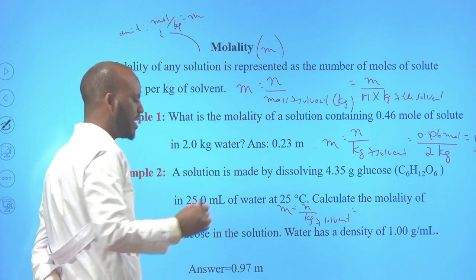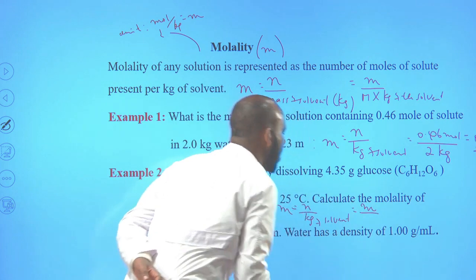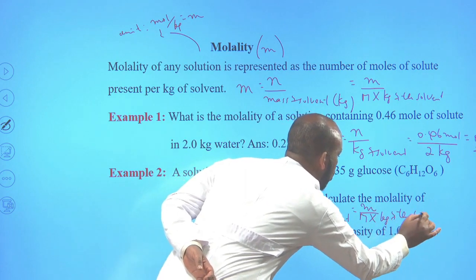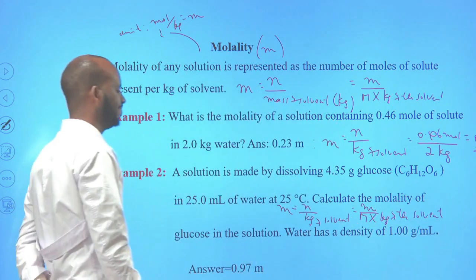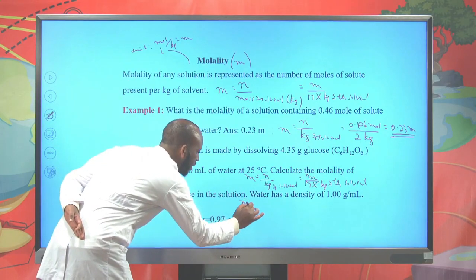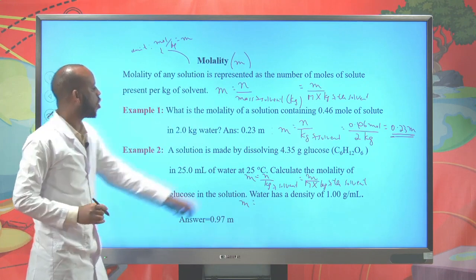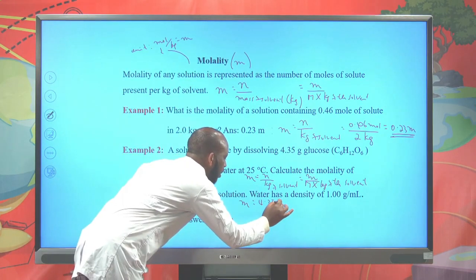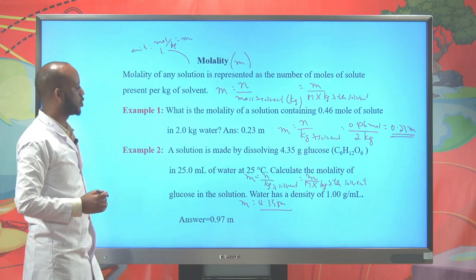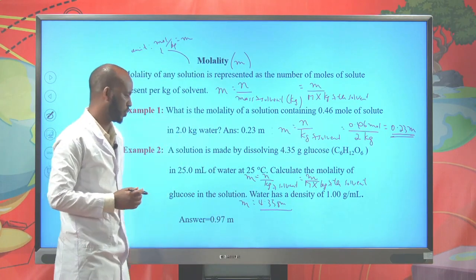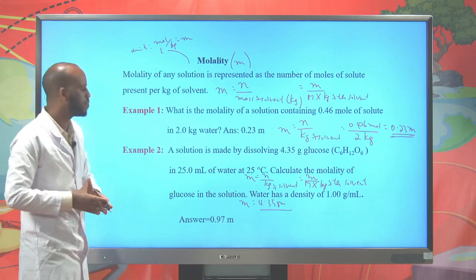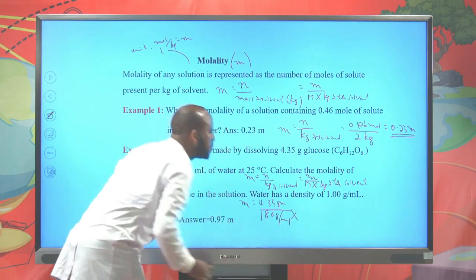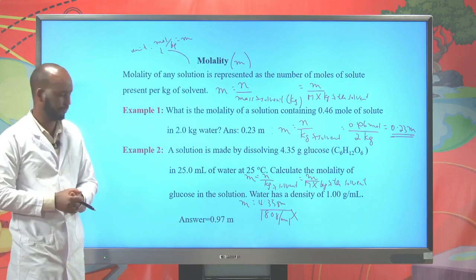But number of moles of solutes is mass of the solute divided by molar mass of the solute. Now molality, small m, equals mass of solute, 4.35 gram glucose, divided by molar mass of glucose, 180 gram per mole, times mass of the solvent in kg.